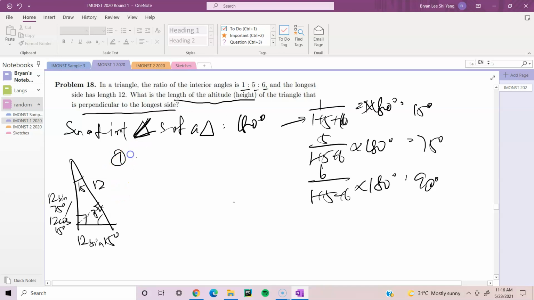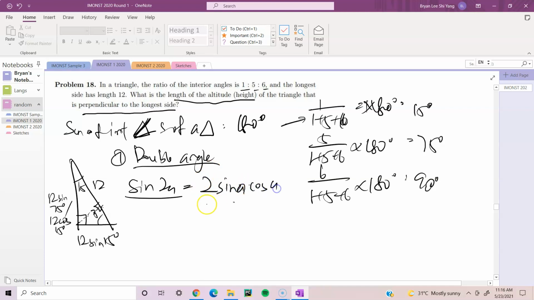The first solution is to use the double angle. Double angle basically means sine 2a. You know what sine a is, but sine 2a can also be expressed in terms of sine a and cos a, which is over here 2 sine a cos a. So we need to use this wisely.